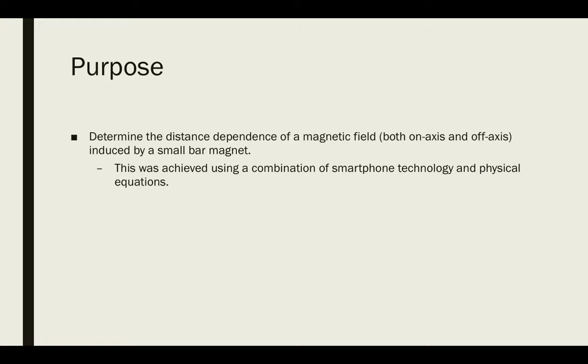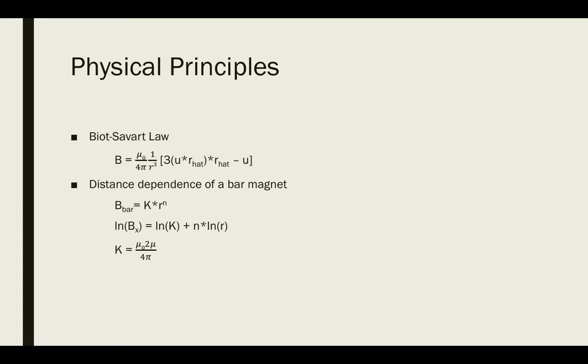So the purpose of this lab was to determine the distance dependence of a magnetic field for both on-axis and off-axis fields that were induced by a small bar magnet. And this is achieved using a combination of both smartphone technology as well as physical equations.